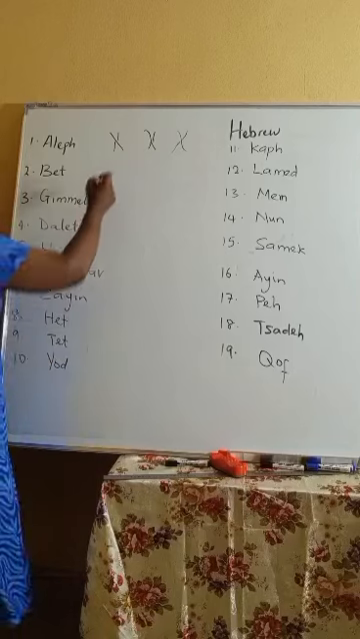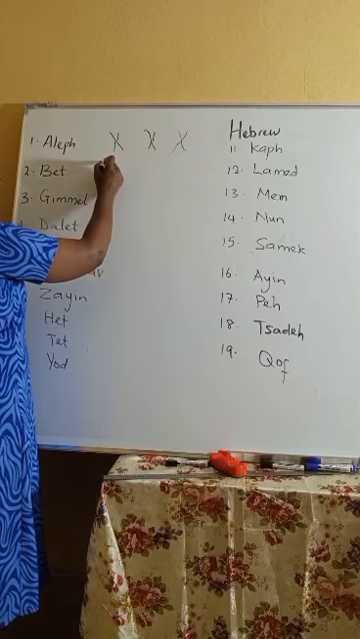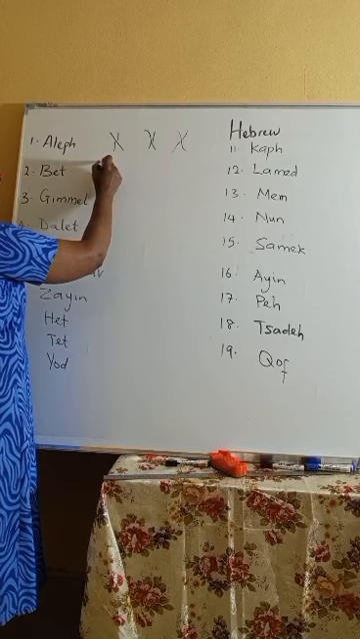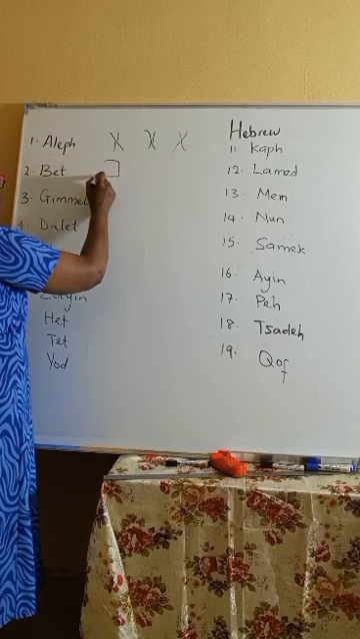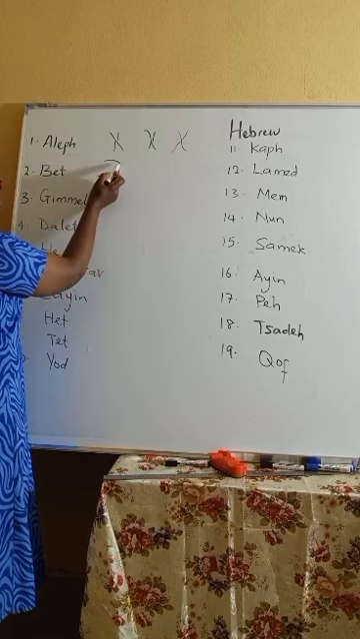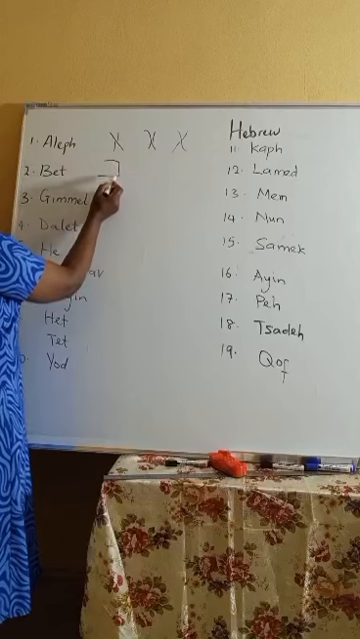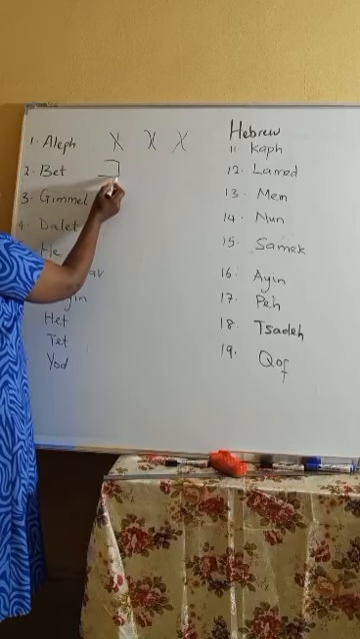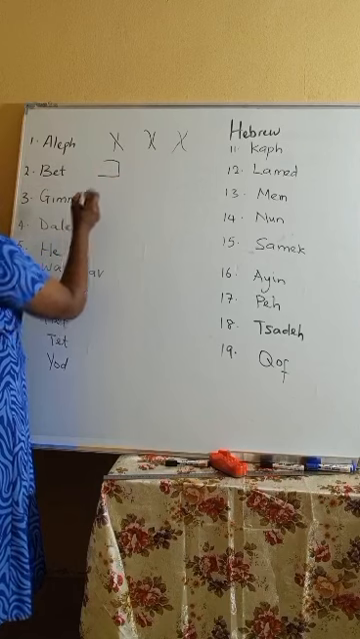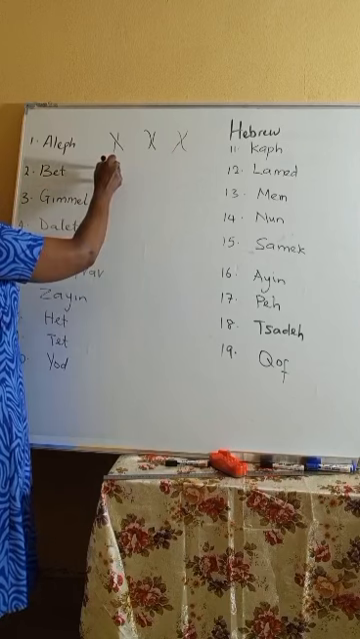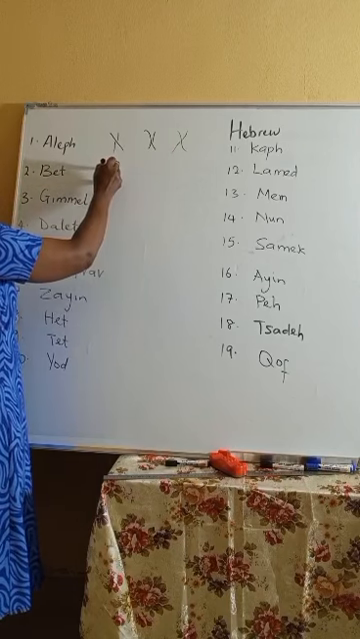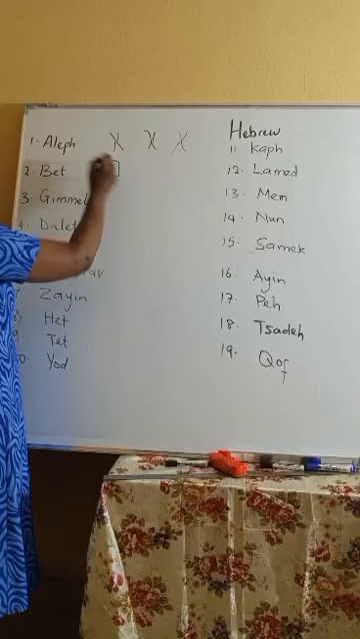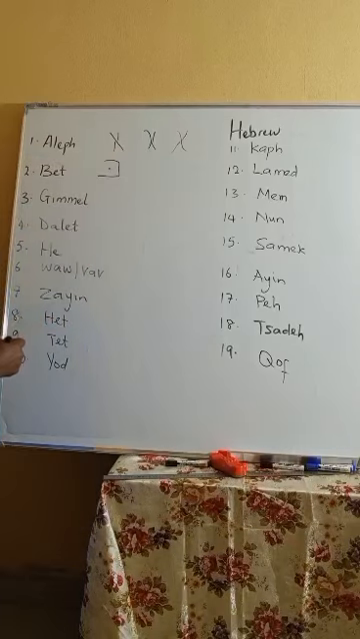Bet, how do we write Bet? Take note that the first one has a little curve here. This end must curve, whereas this one is sharper, angular. So take note of that. That's Bet.